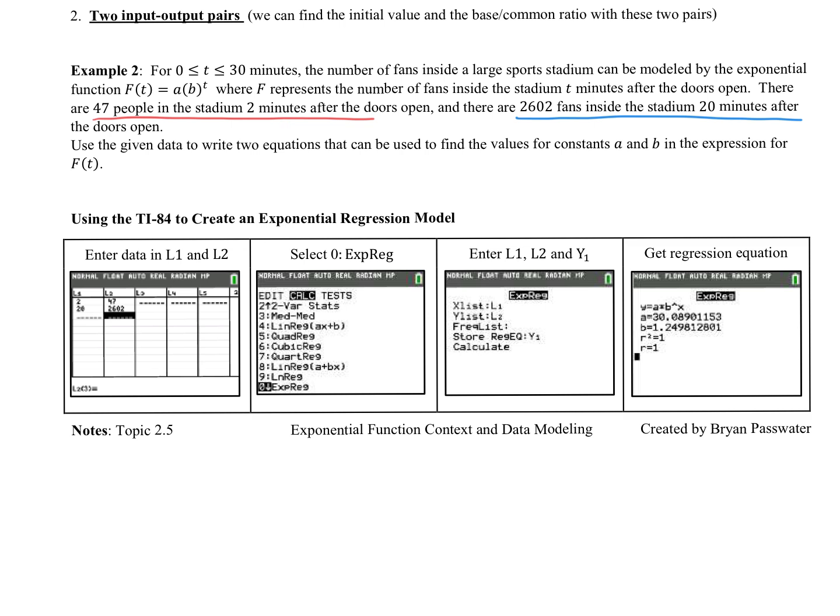So we're going to find f of 2, which is equal to a times b to the second, which is equal to my output of 47. And then my other equation would be f of 20, which is equal to a times b to the 20th power, which is equal to this 2602. All right, and so from there, we're actually going to create the regression model.